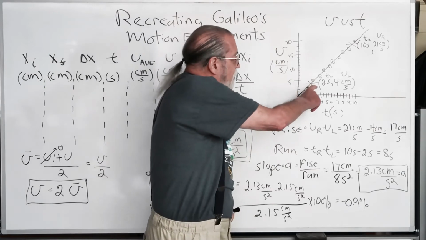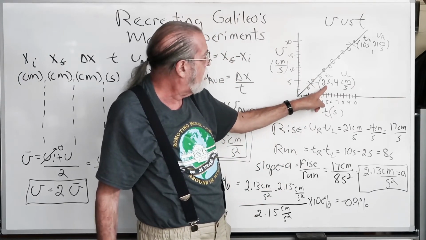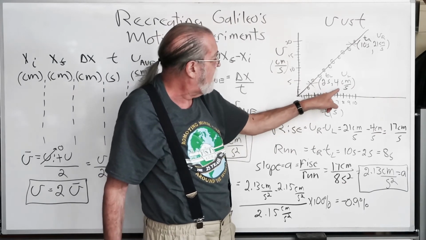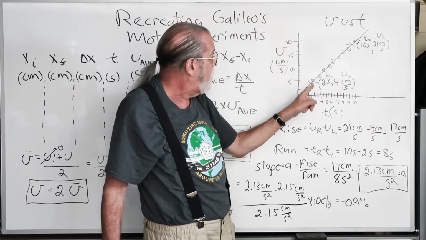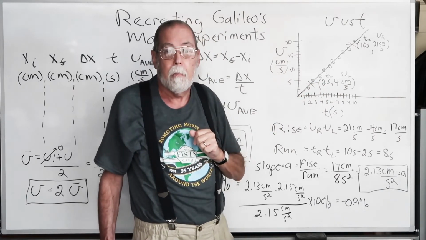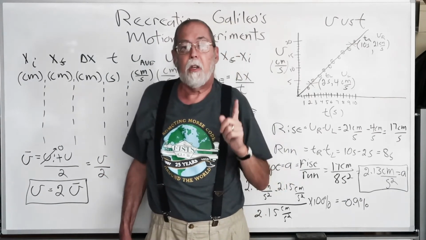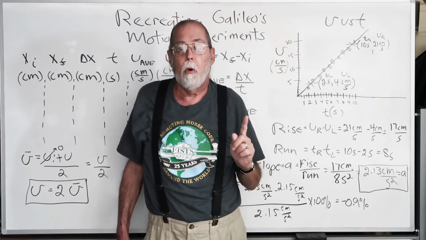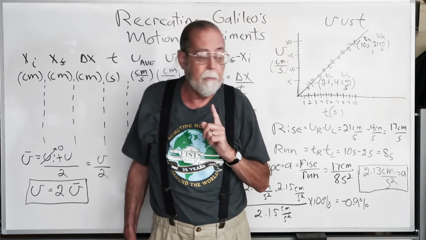Down here for your left point, here I read off 2 seconds for the coordinates of this one for time, and 4 centimeters per second for the vertical coordinate. This is the velocity for the left point and the time for the left point. Reading the coordinates of your slope points is the most important thing that you do here. This is where mistakes are made.